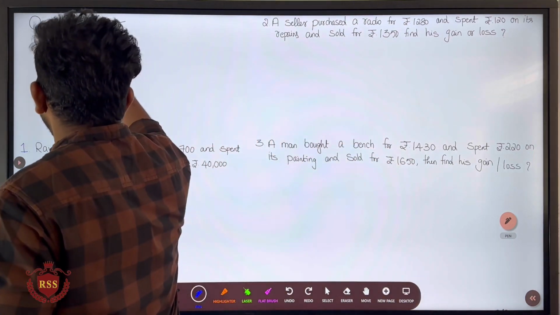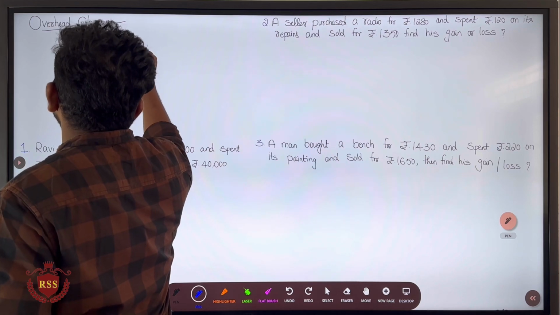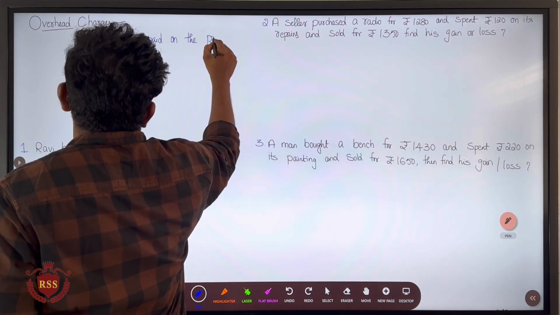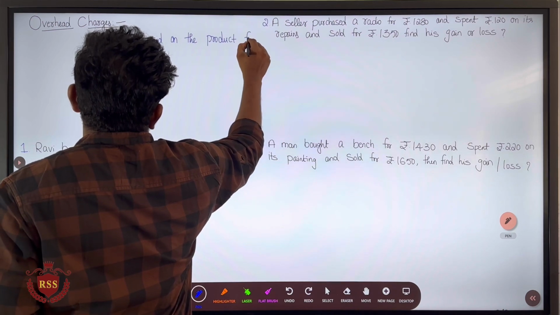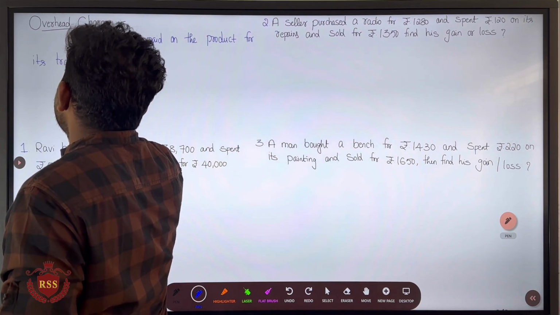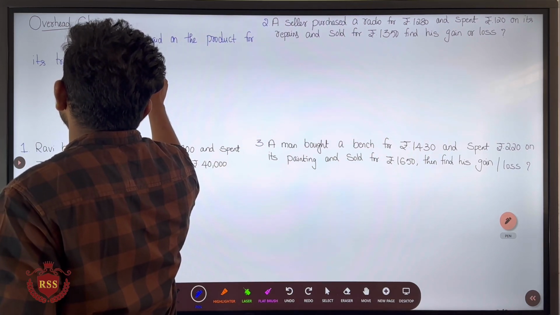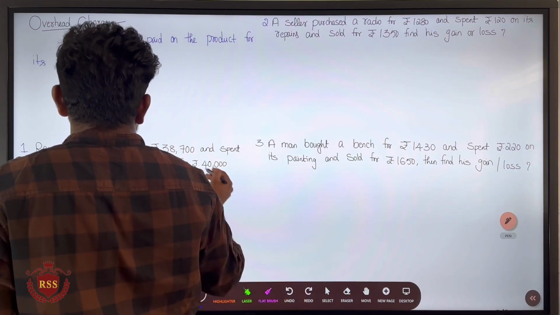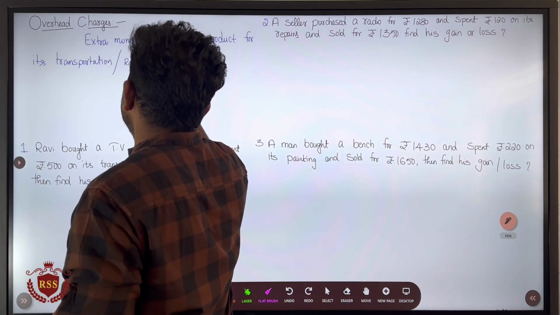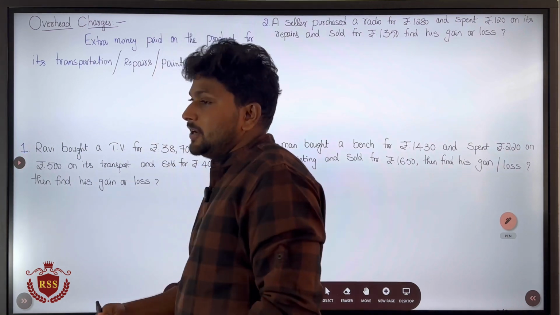So overhead charges means extra money paid on the product for its transportation or repairs or like painting, like that, etc. We have different overhead charges.